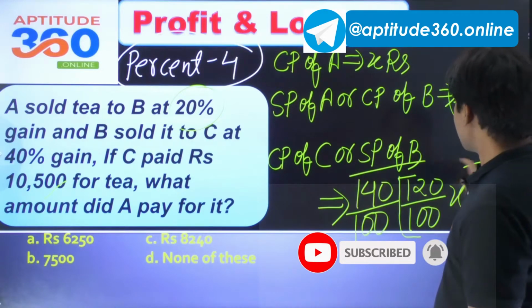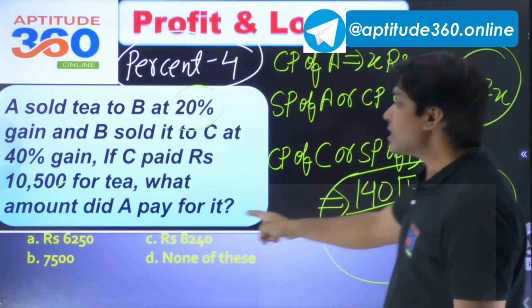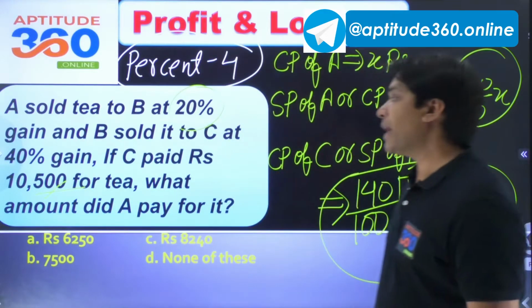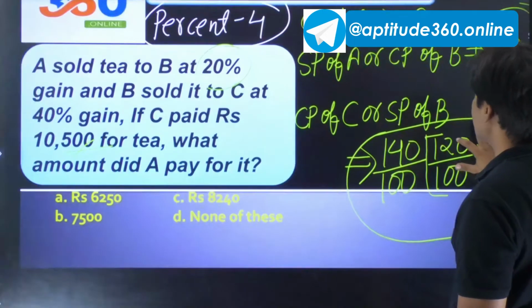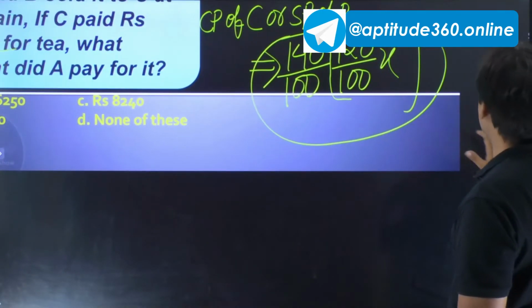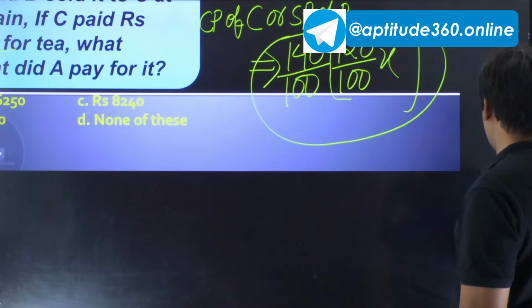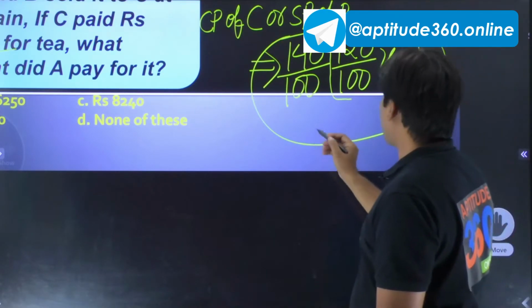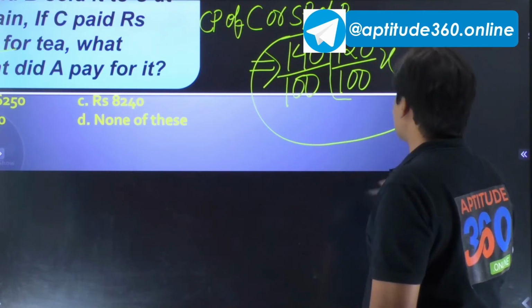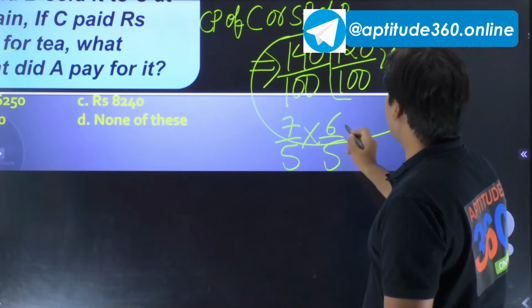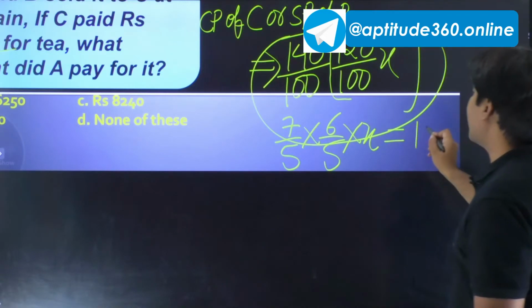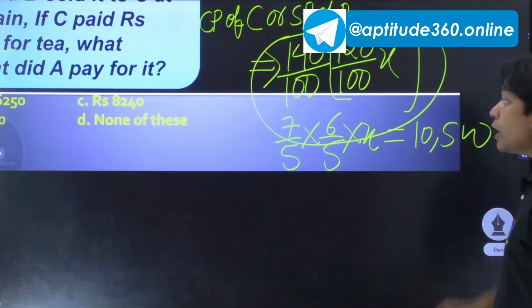Now this is the CP of C, and how much C is paying? The C is paying 10,500 rupees. So can we simplify this? Can we simplify this and say that it is going to become 7 by 5. It is going to become 7 by 5 into 6 by 5 into x, and that value is 10,500. Would you be able to write this one?